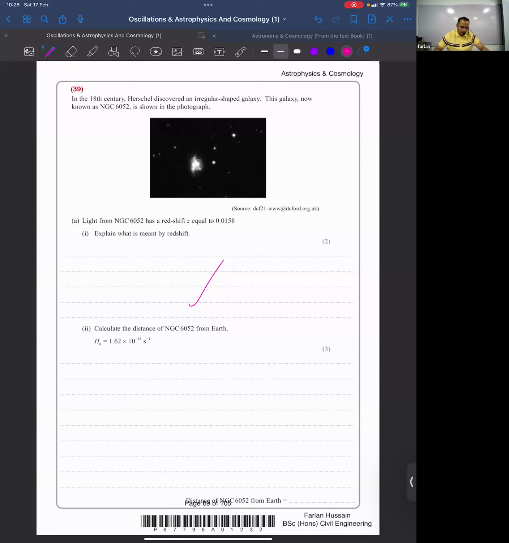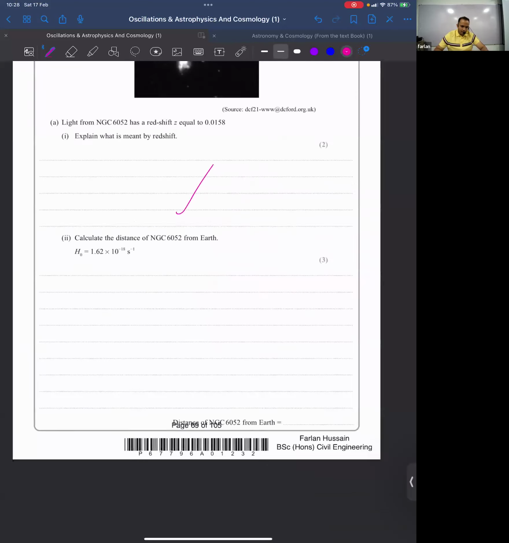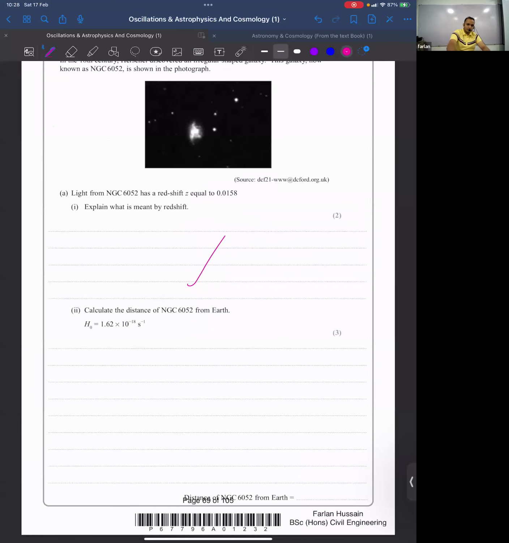Right. The next one. Calculate the distance of this galaxy from Earth. I'll give you a minute to quickly glance. The Hubble constant is given.